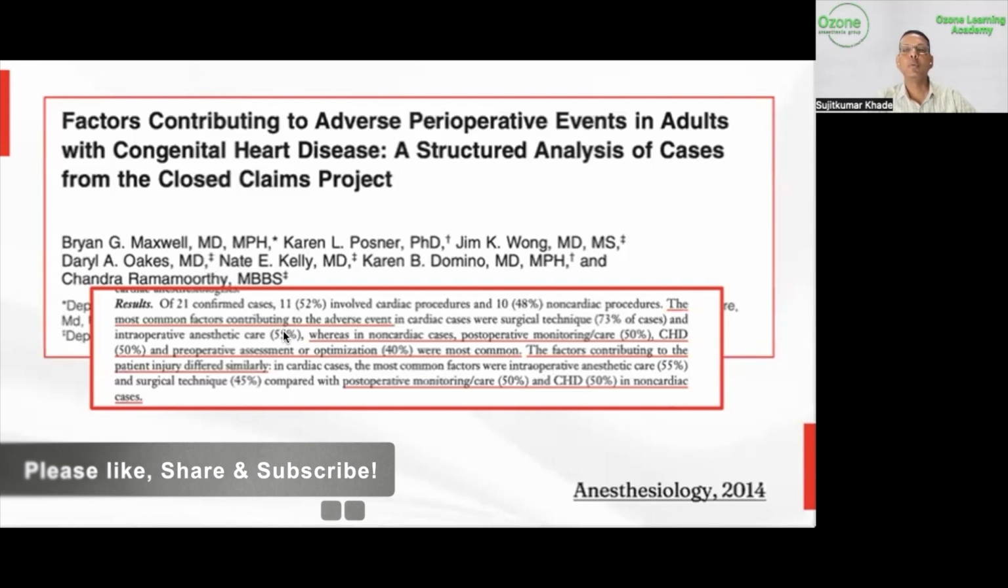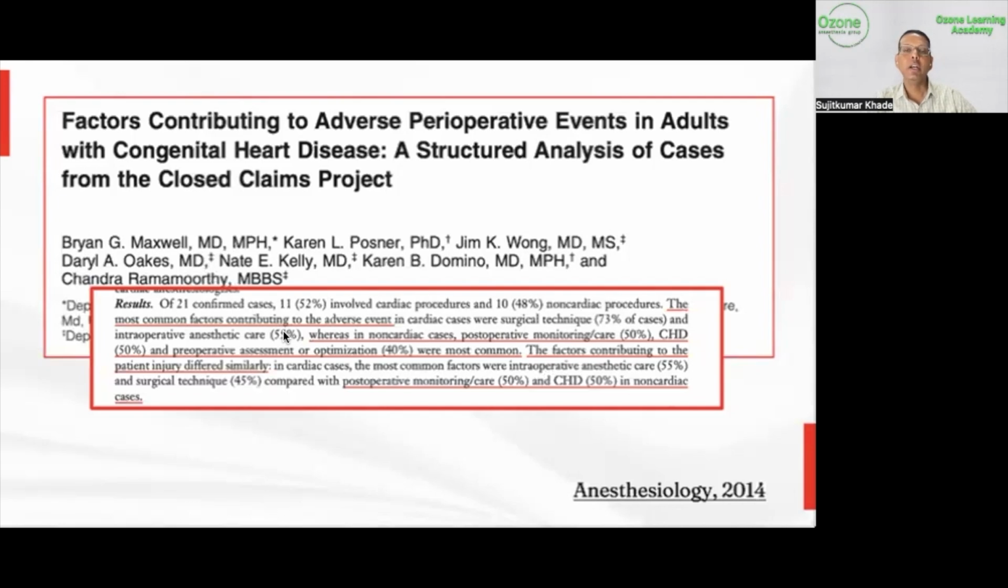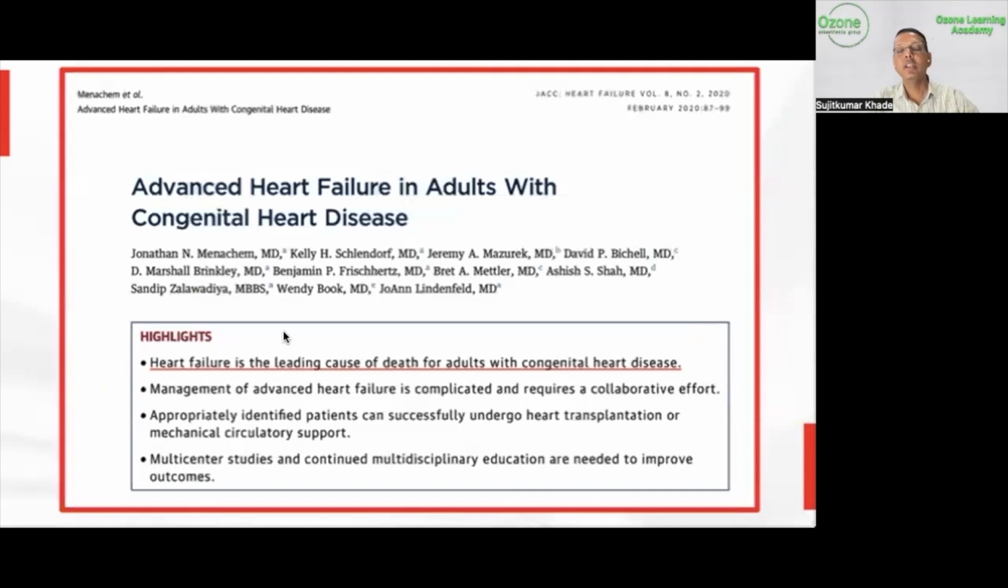In light of these facts, we should have done better perioperative monitoring with invasive blood pressure, that is an arterial line, and CVP, which we didn't do in this case. Heart failure is the leading cause of death for adults with congenital heart diseases, which makes invasive monitoring more valuable. And I regret not doing that in this particular patient with Ebstein anomaly who was posted for tibia fracture.